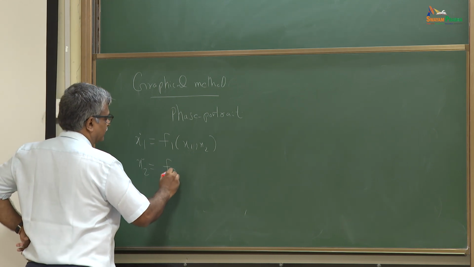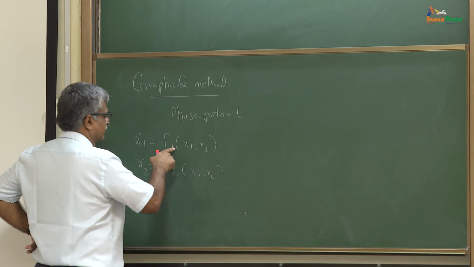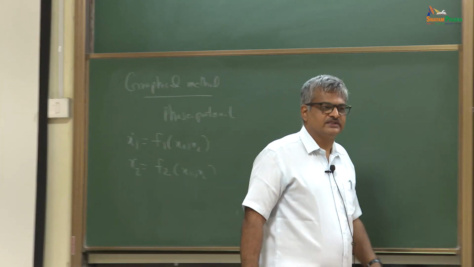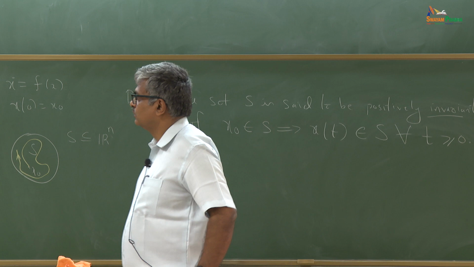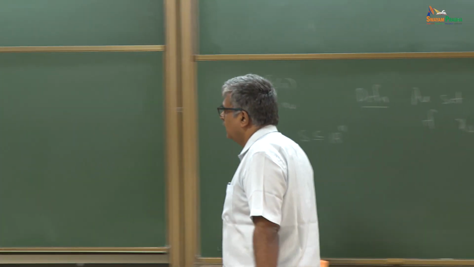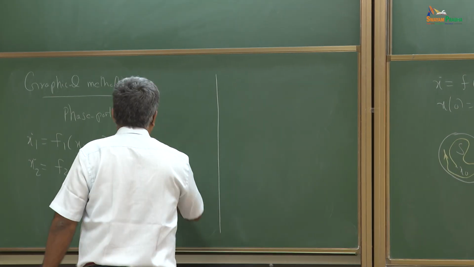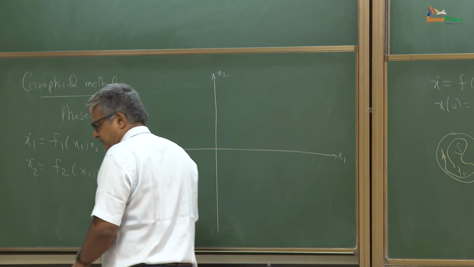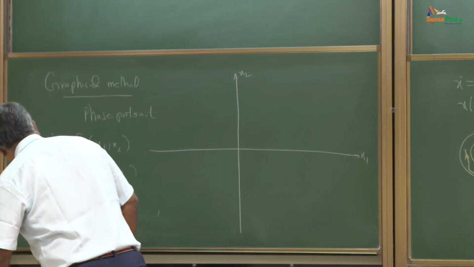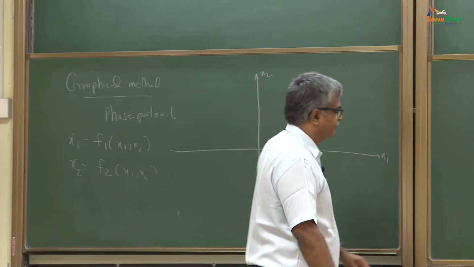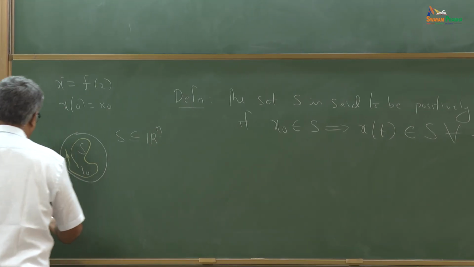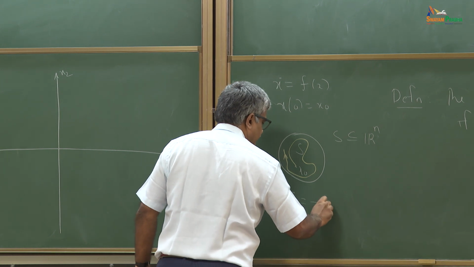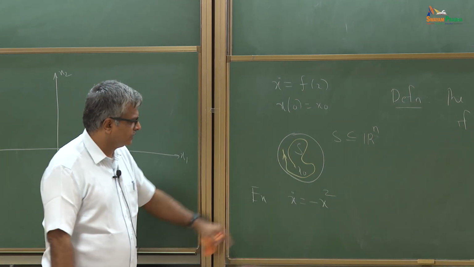So let me write our dynamical system more explicitly like this. I want to bring in these components F1 and F2. This is a second order nonlinear system, and you want to draw what is known as the phase portrait of the system. Probably I should start with the first order. So let me start with the first order equation.